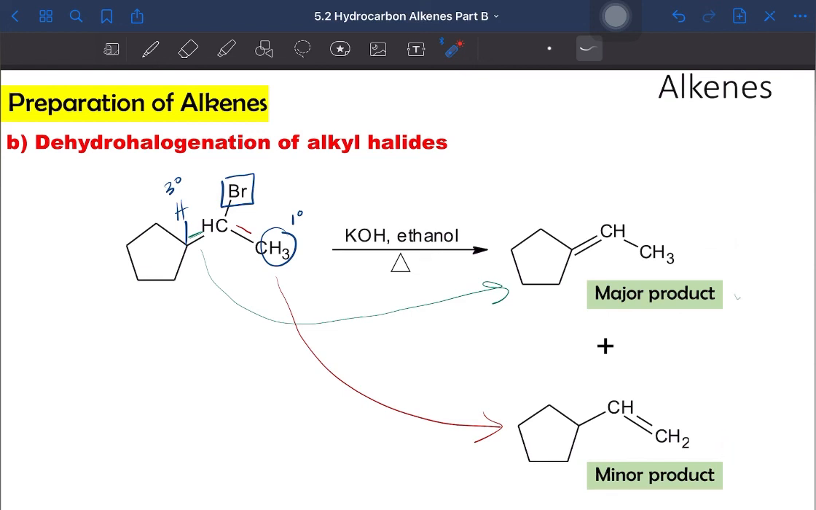So I think we have finished the 5.2 alkene part B. We are going to stop the video here, and we are going to continue with part C in the next video.